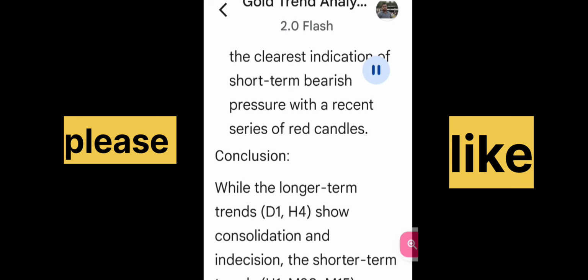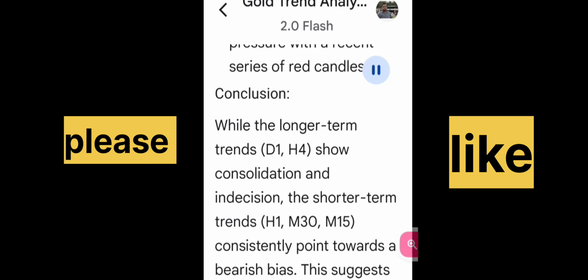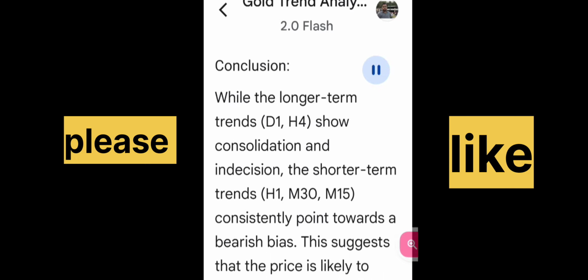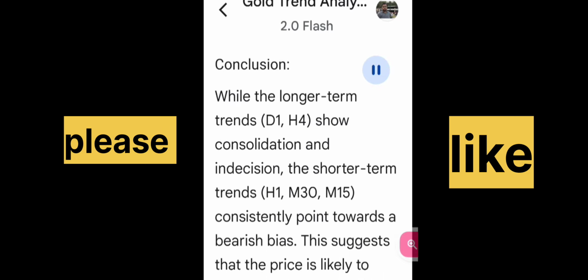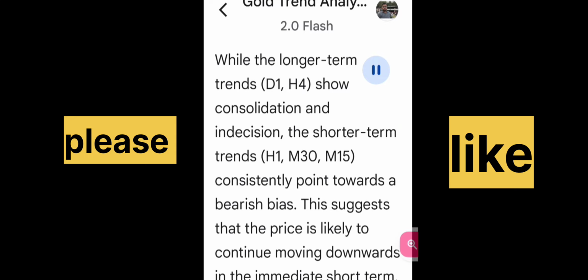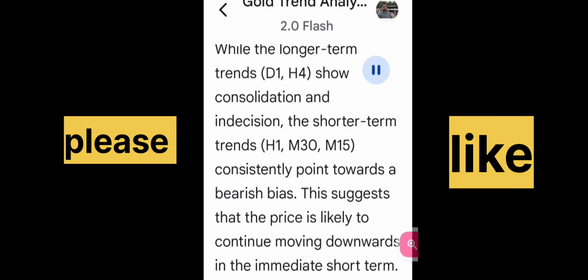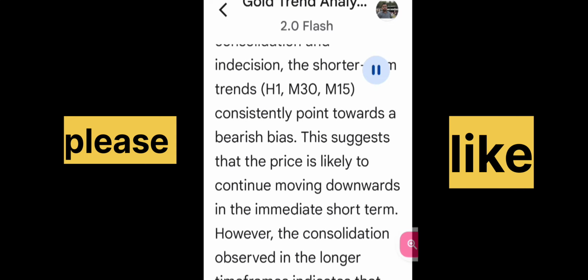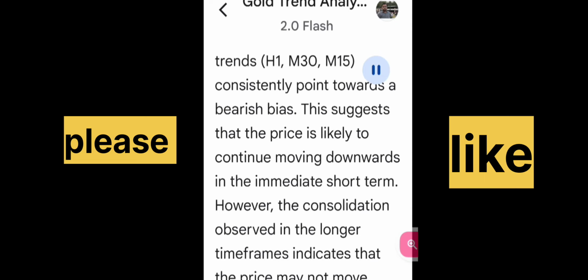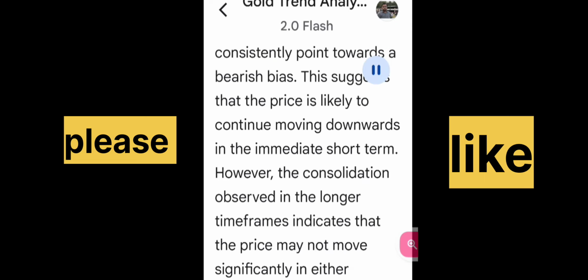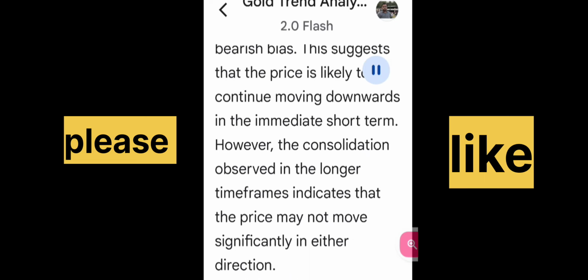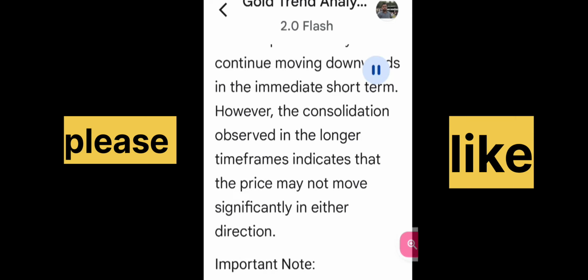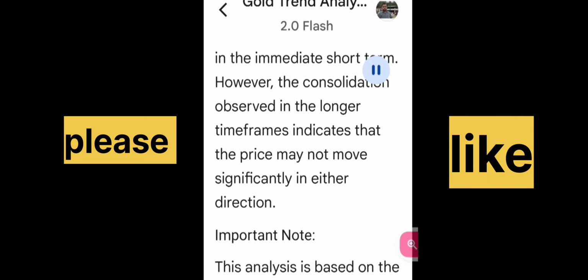Conclusion. While the longer-term trends, D1 and H4, show consolidation and indecision, the shorter-term trends, H1, M30, and M15, consistently point towards a bearish bias. This suggests that the price is likely to continue moving downwards in the immediate short term. However, the consolidation observed in the longer time frames indicates that the price may not move significantly in either direction.